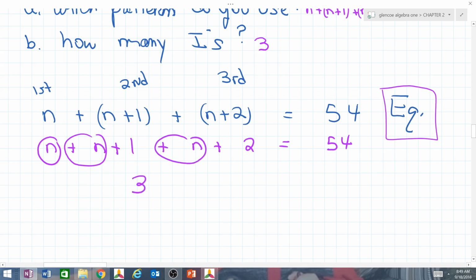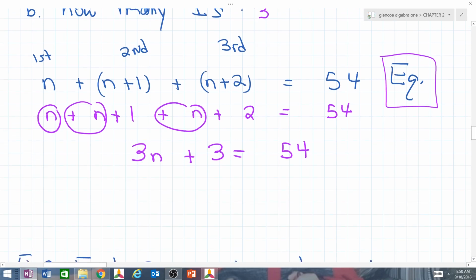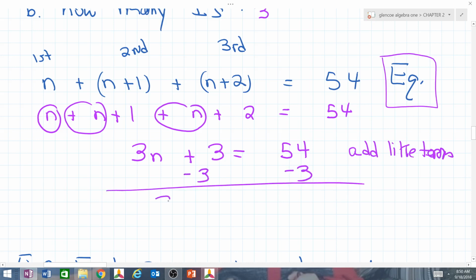So this would be 3n plus 3 equals 54. Does everyone understand what I just did? Okay, now it's a multi-step equation. We add the like terms. We subtract 3 from each side, and we get 3n equals 51.